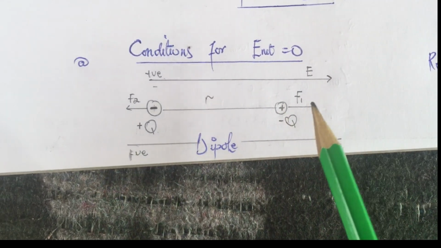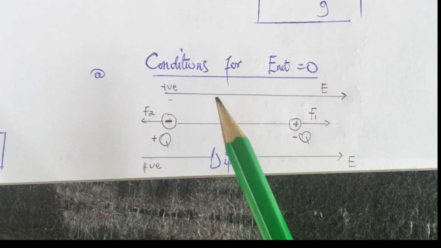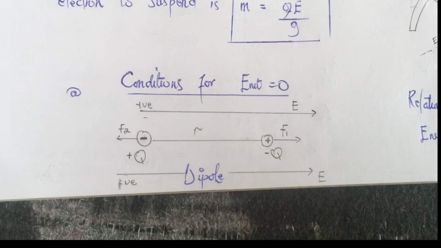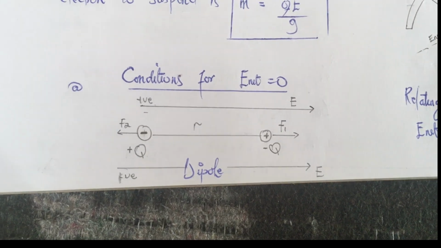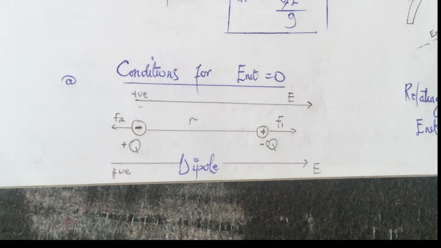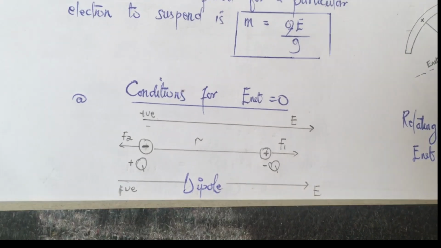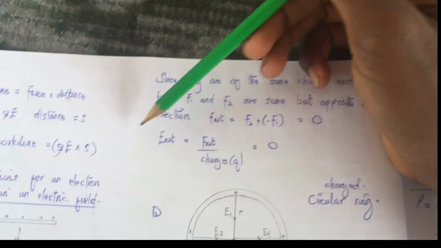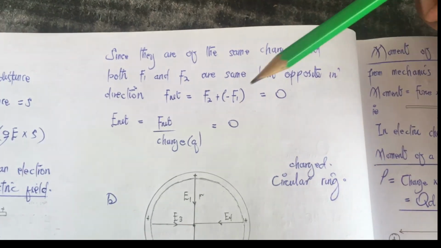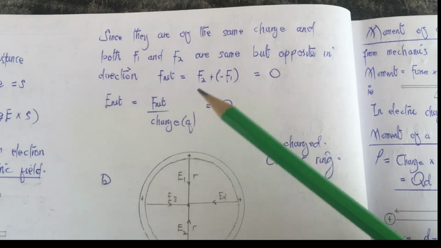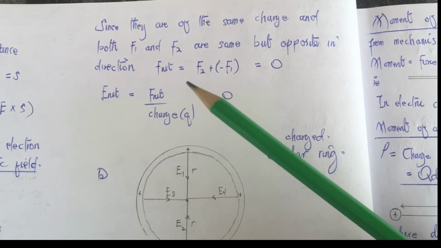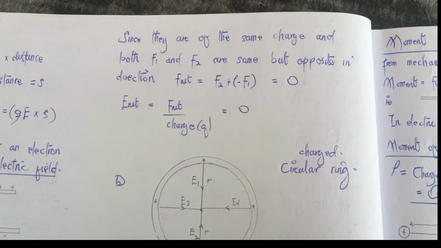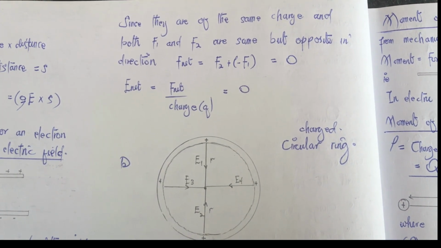But if the forces are the same but in opposite directions, then our force will be equal to 0. Electric field is equal to what? The force divided by the charge Q. So if our force is 0, then definitely our electric field will also be equal to 0 as well. So all I'm saying is this: the net force will be equal to 0, since they all have the same magnitude but opposite direction, it will give you 0.